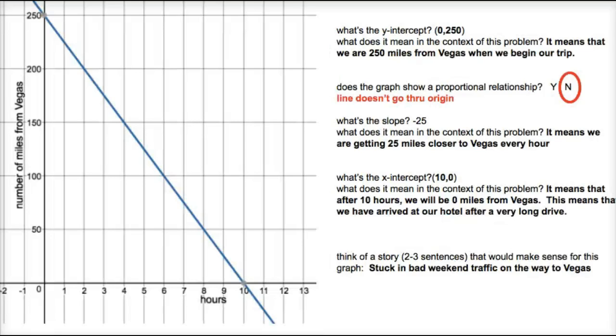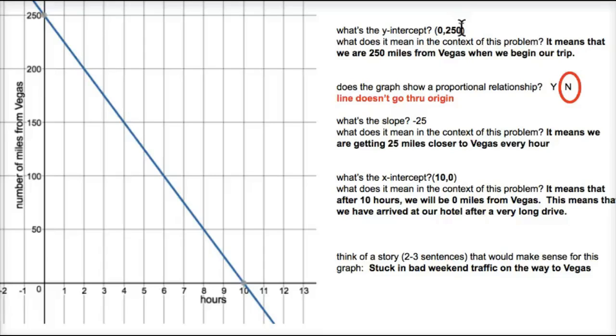Here are the answers to the first question. (0, 250) is our y-intercept. It means that we're 250 miles from Vegas when we begin this trip. Nope, it's not proportional. It does not go through the origin. The slope is negative 25. We're going 25 miles an hour closer to Vegas every hour.